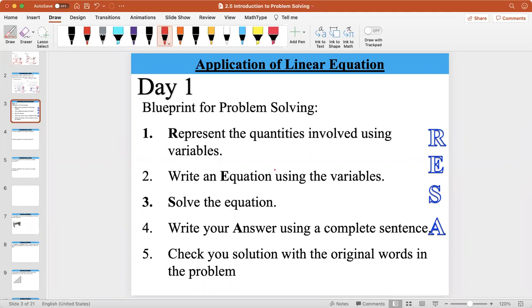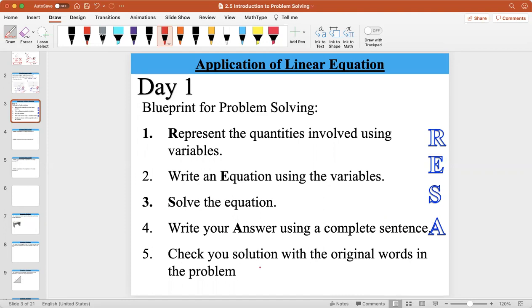Let's try to come up with an acronym here so we can easily remember the steps in solving applications or word problems. Step 2, write an equation using variables. So that would be E. Third step, solve the equation. That's your S. And write your answer using a complete sentence. That's your fourth step, A.